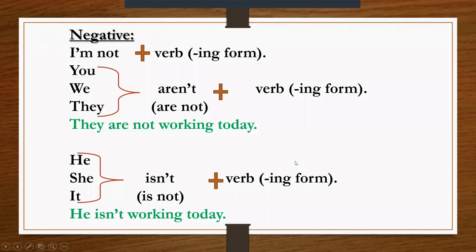For the negative, we are going to use for I the contraction am not plus the verb in the ing form, or the full form I am not plus the verb in the ing form. For you, we, and they, we're going to use aren't or are not plus the verb in the ing form. For example, they are not working today or they aren't working today. For he, she, and it, we're going to use isn't or is not plus the verb in the ing form. For example, he isn't working today.